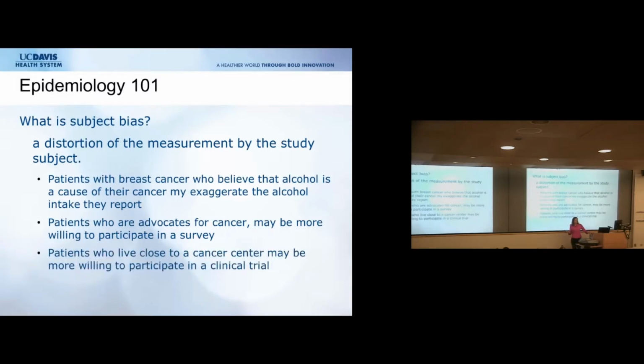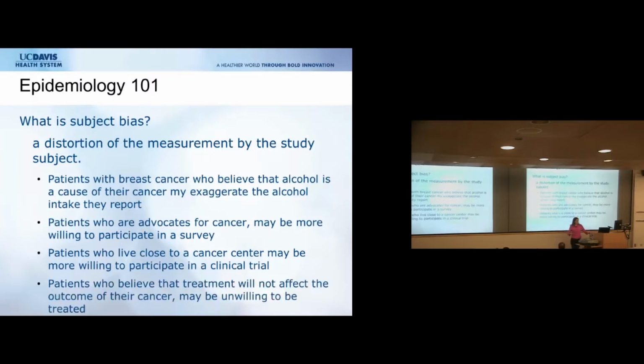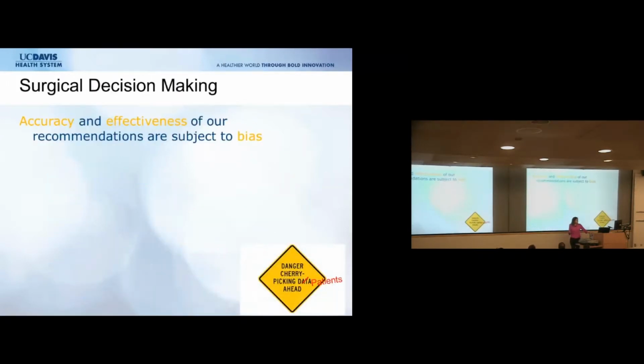Another example would be patients who live close to a cancer center. They may be more willing to participate in a clinical trial than someone who lives 300 miles away. And finally, some patients will believe that no treatment is going to affect their overall course. So why should they have any treatment at all? So those are all types of subject bias that can affect the accuracy of the decisions that we make as surgeons. So again, accuracy and effectiveness of our recommendations are all subject to bias.